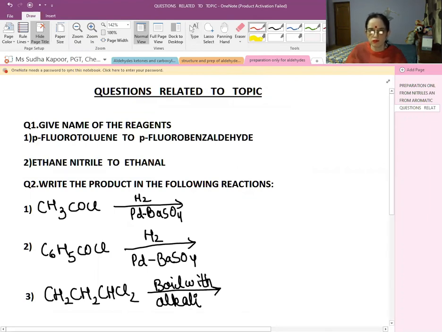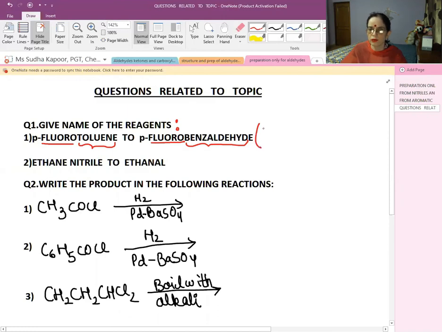Parafluorotoluene, we have to give the name of the reagents, that how we can convert parafluorotoluene to parafluorobenzaldehyde. If you look keenly at the question, the fluoro part remains the same in both cases. Only the toluene has converted into benzaldehyde. Remembering what we have just done, toluene can be converted into benzaldehyde by using chromyl chloride or CrO3 or by side chain hydrolysis. Any of the reagent mixtures can be given here.